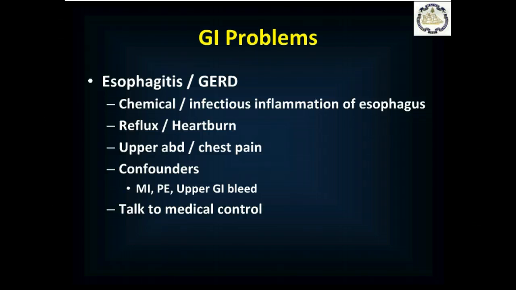People with a viral gastroenteritis, a viral infection of the stomach and the bowel, can get a lot of reflux and burn as well. So you get heartburn symptoms, upper abdominal, and a chest burning discomfort. The problem is that a heart attack can present like this, a pulmonary embolus can present like this, and someone who's got bleeding from the stomach, the upper GI tract, the esophagus, can also present like this. So if somebody has these symptoms, talk to medical control about making a decision about what's going on with them.